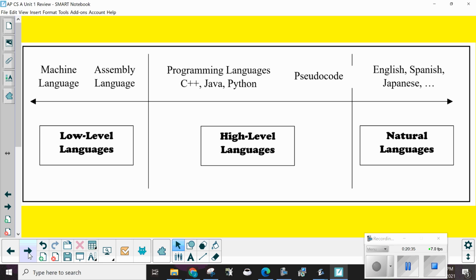Again, machine language and assembly, those are low level. C++, Java, Python, those are high level. Pseudocode, English, Spanish, Japanese, those are your natural languages. Someplace between programming languages and our natural languages is pseudocode. A little more specific, but it's still not readable by a machine.